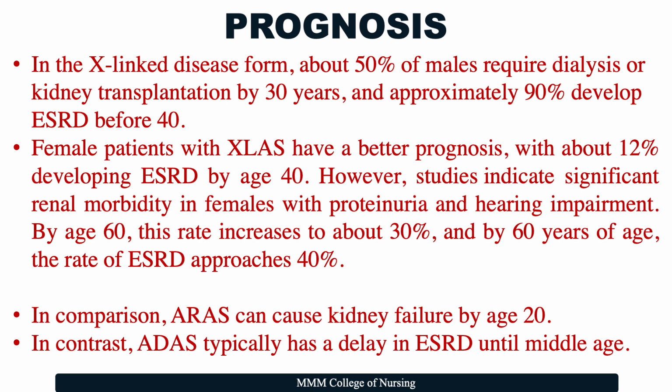In comparison, autosomal recessive Alport syndrome can cause kidney failure by age 20. In contrast to autosomal dominant Alport syndrome, where there typically is a delay in ESRD until middle age.